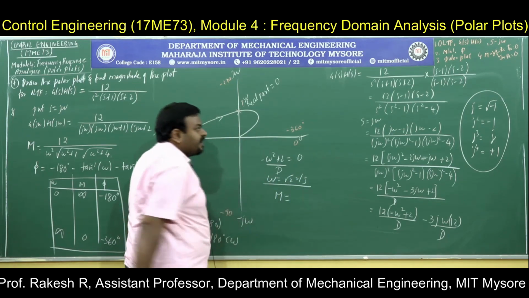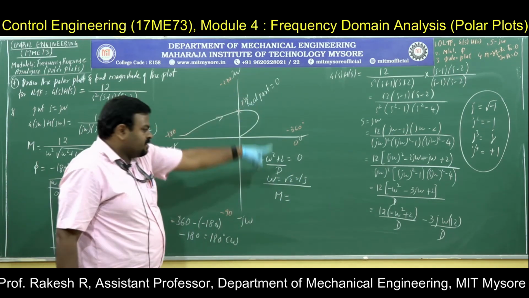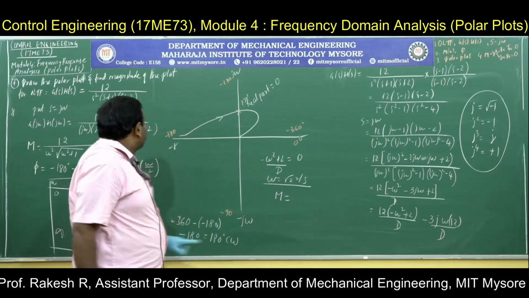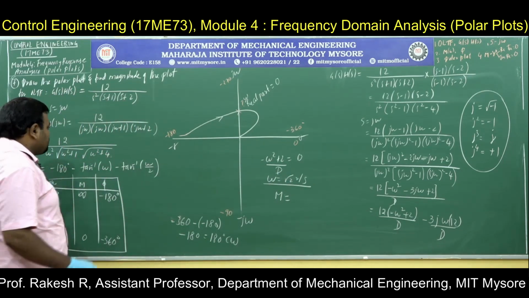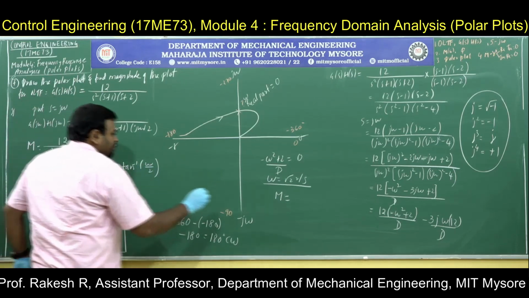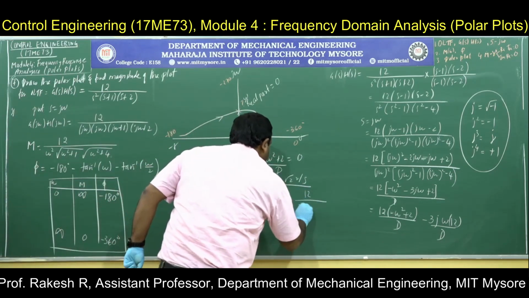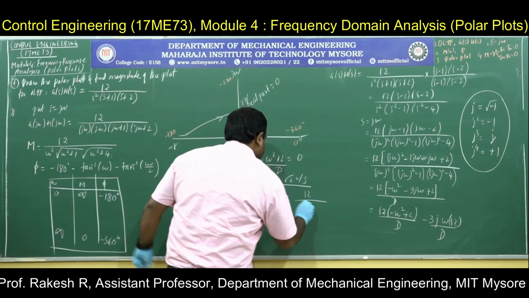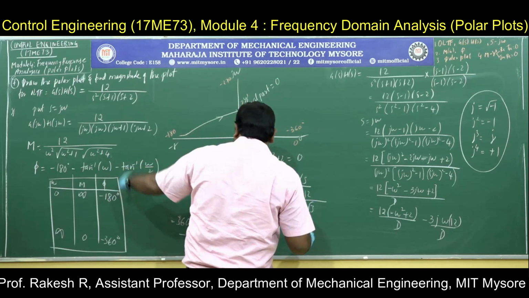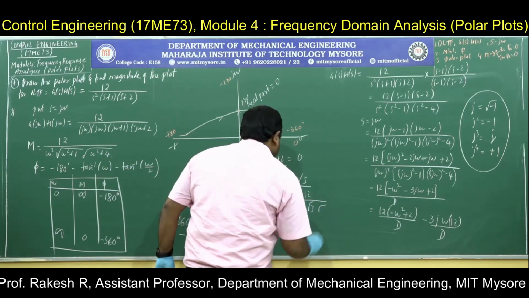And what is the magnitude? Magnitude: again, replace the value of root 2 in the magnitude equation. 12 by root 2 square means 12 by 2. 12 divided by 2 into root 2 square. Root 2 square is 2, 2 plus 1 is 3, square root 3, into again root 2 square, 2 plus 4, 6.